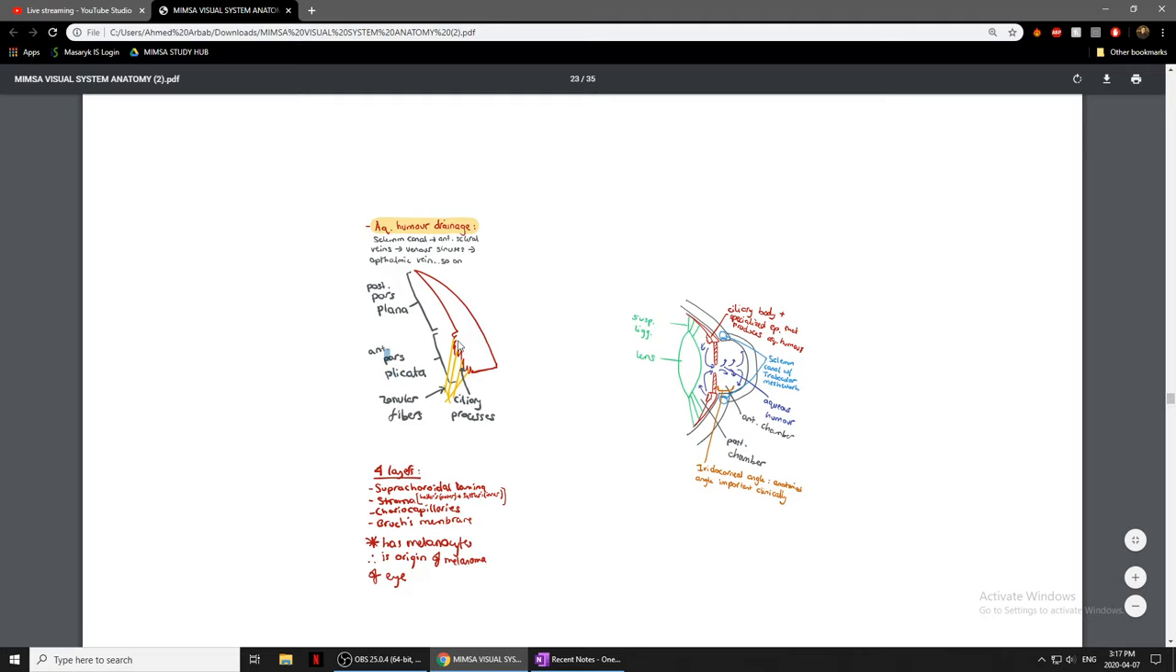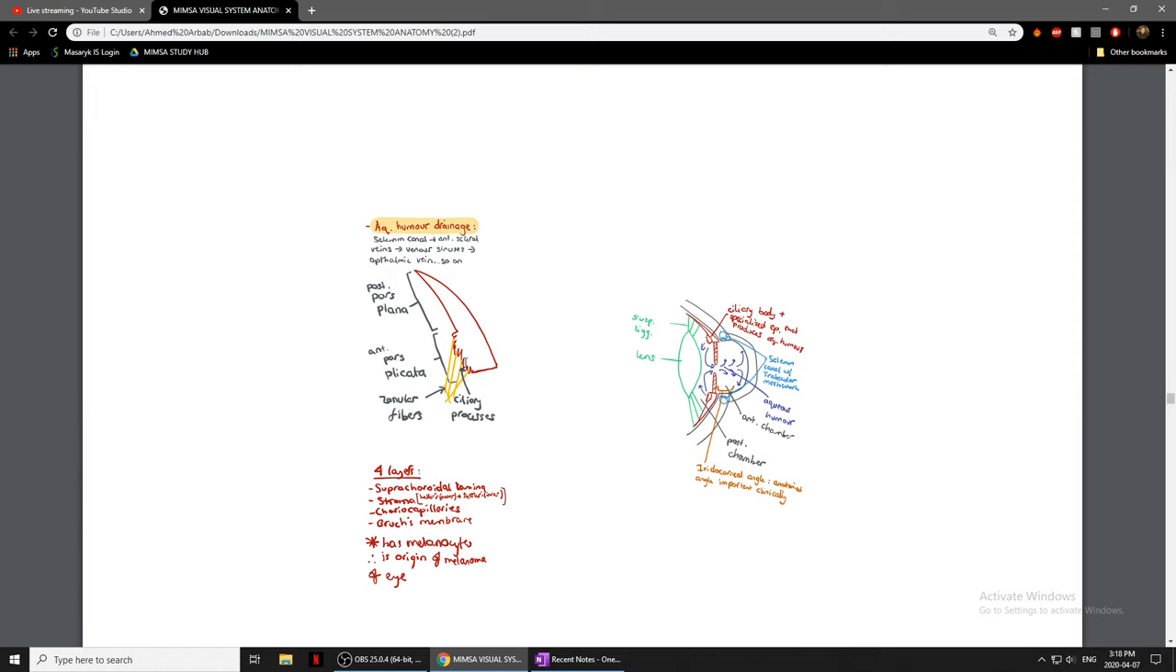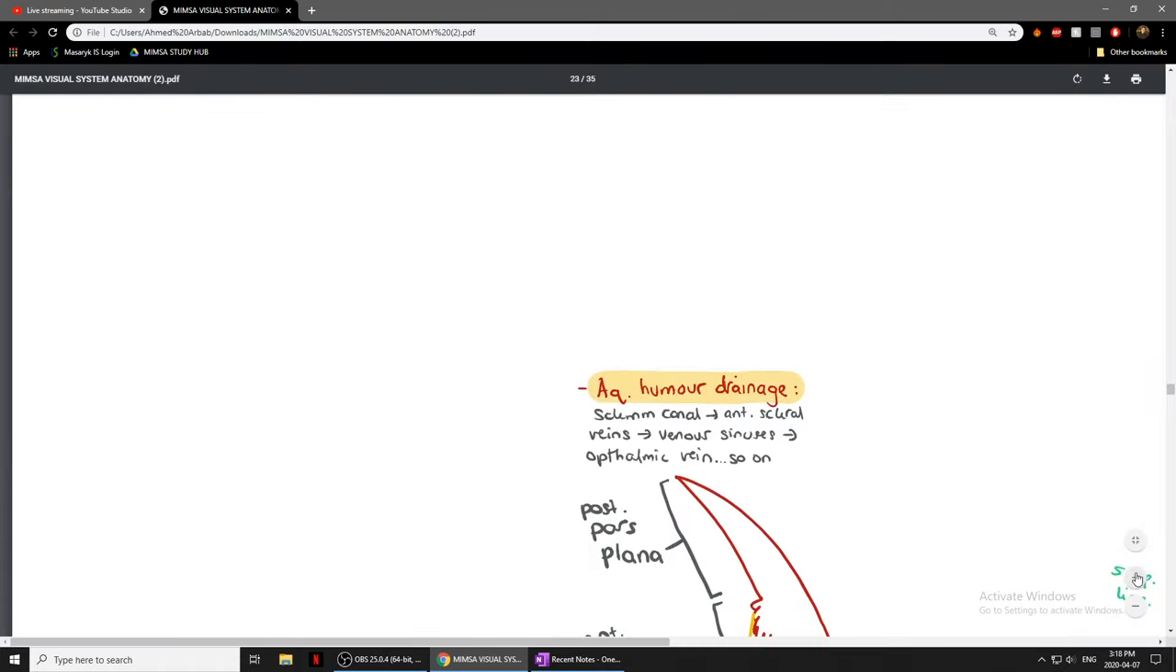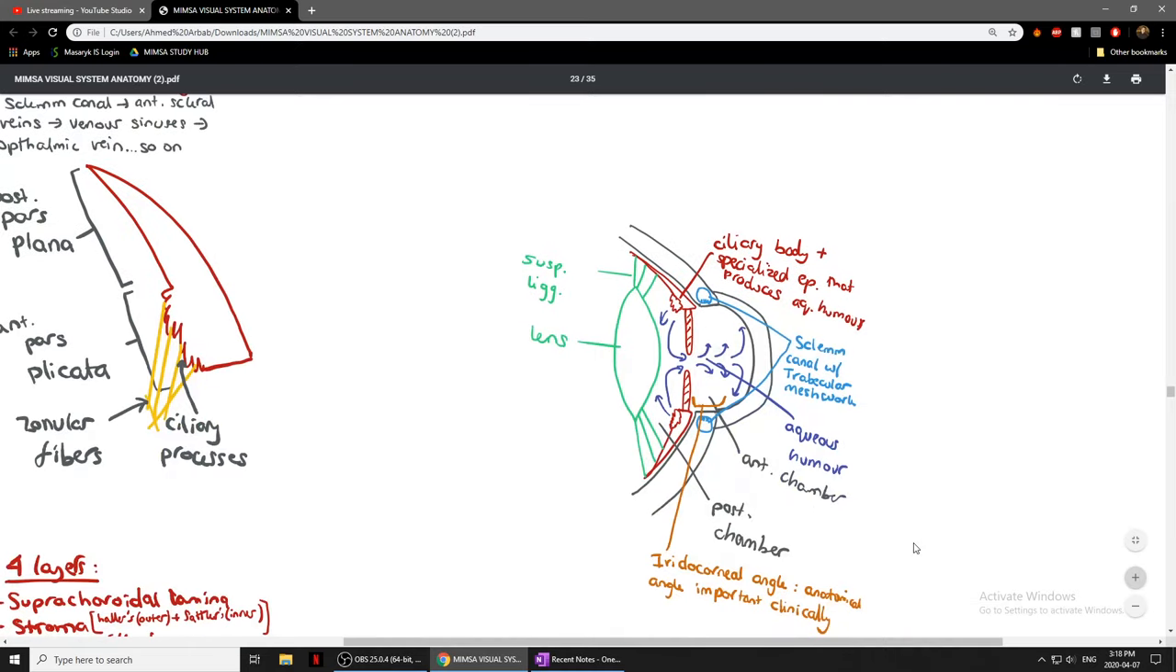The anterior folded part has so-called ciliary processes, and it also has zonule fibers. The zonule fibers are what connect to the lens when the ciliary body contracts, and the ciliary processes also connect to the zonule fibers, but another function of theirs is production of aqueous humor. Aqueous humor is produced by specialized epithelium of the ciliary body on the ciliary processes. It moves outwards in the posterior chamber.